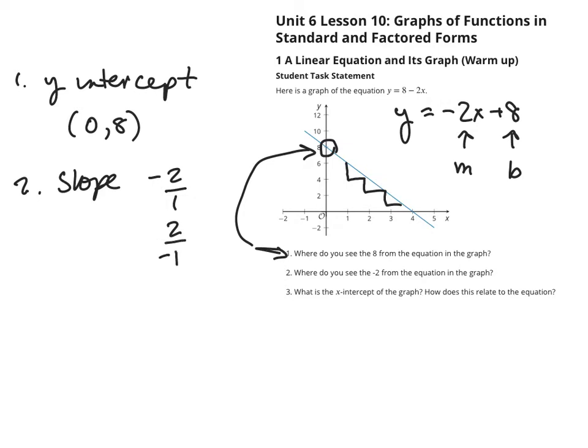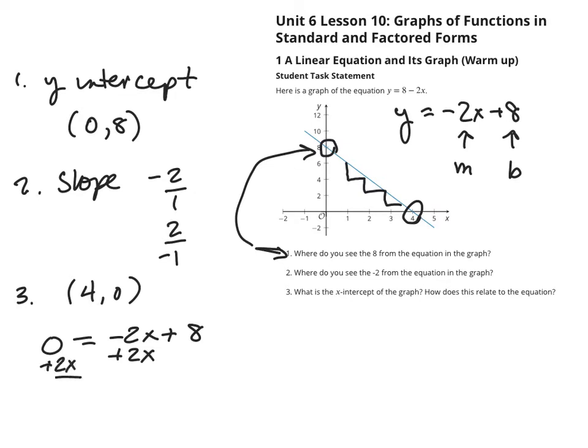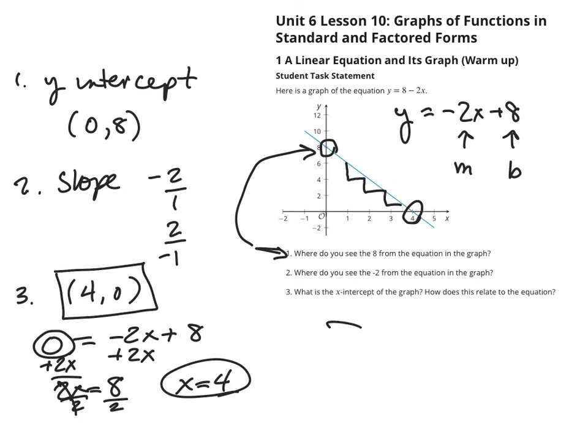It does not matter. And then 3, what is the x-intercept of the graph? Right there, (4, 0). How does this relate to the equation? Well, if I plug 0 in for y and then I solve for x, I have 2x equals 8. Divide both sides by 2. x equals 4. x equals 4 when y equals 0 is how we get (4, 0). So, 3 very important parts of linear equations in this warm-up.